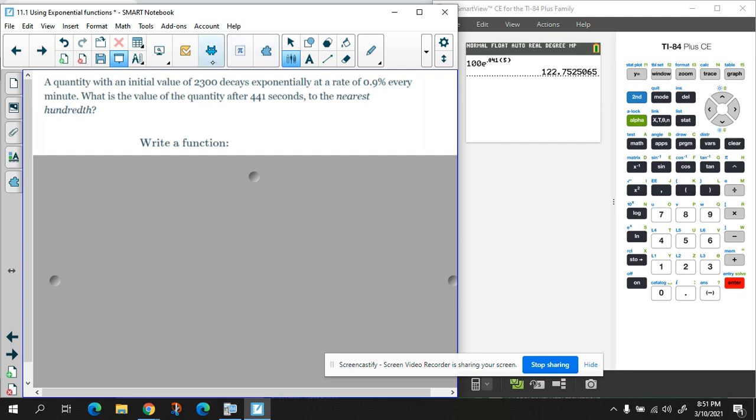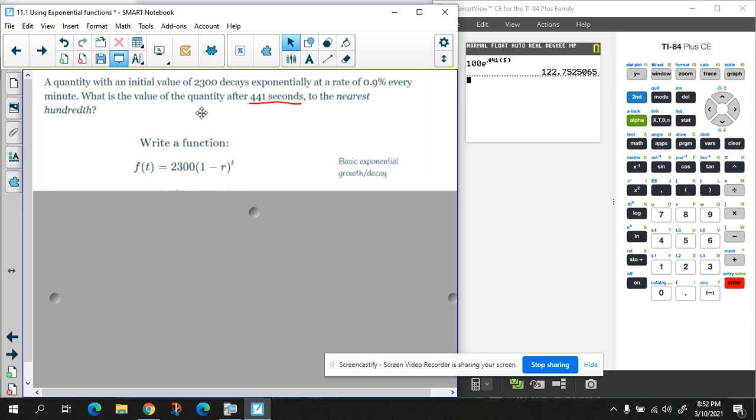Another similar example to the last one: a quantity starts out with an initial value of 2,300, decays exponentially at a rate of 0.9% every minute, and then they do this to us again. They talk about minutes, but then the quantity after 441 seconds goes by. So notice we're going to use the exponential decay to start our function. Insert your initial amount. They tell you that it's decay, but the minus signs are already in there for you.